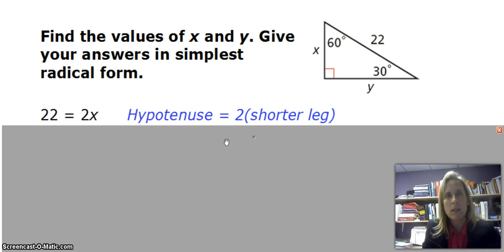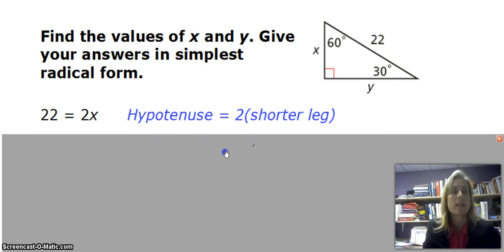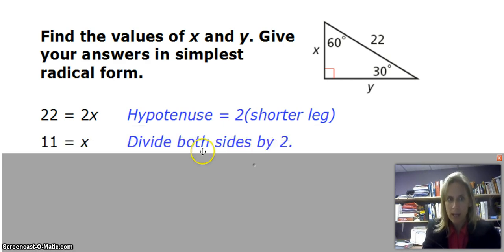And now when we divide by 2, we know that x equals 11. Good. Now that we have the shortest side, we can deal with the middle leg, right? The middle length leg, y. And if you recall, y equals the shortest side, which is 11, times the square root of 3, right?